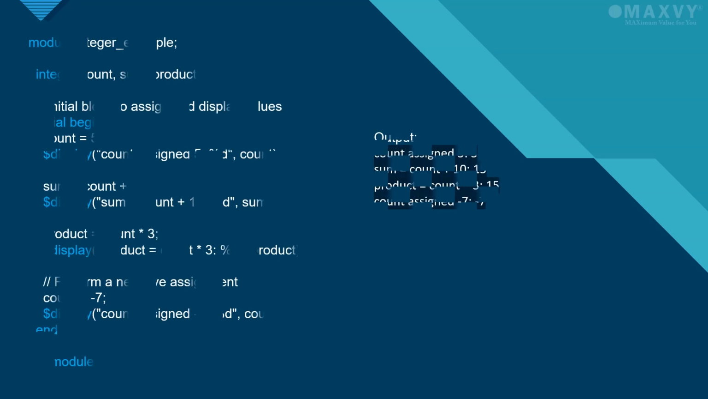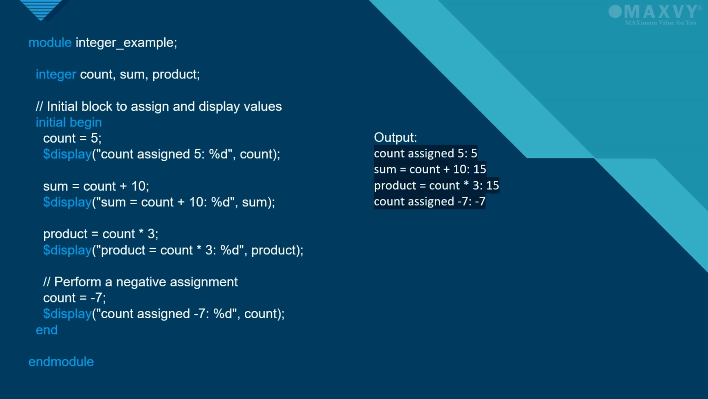Here we have a module named integer example. Inside this module, we declare three integer variables: count, sum, and product. In the initial block, we assign and display values to illustrate how integers can be used in Verilog. First, count is assigned a value of 5. We display this value using the $display system function.